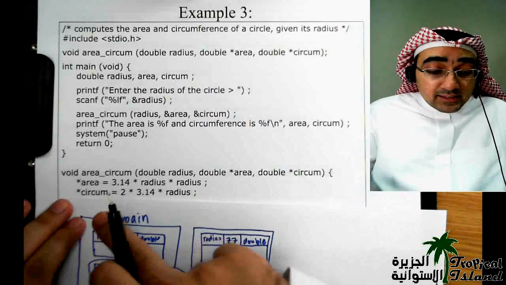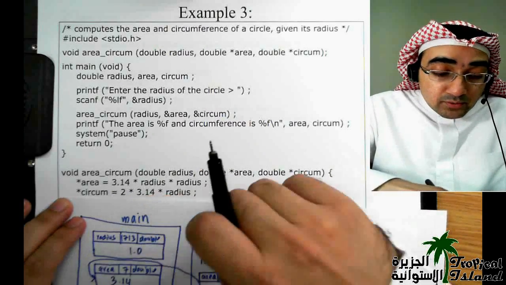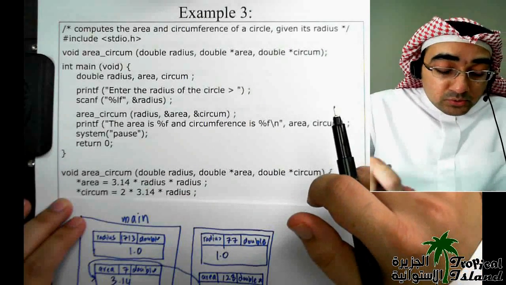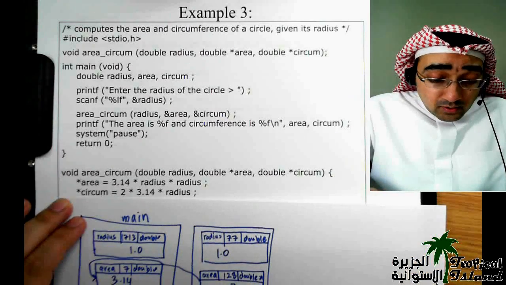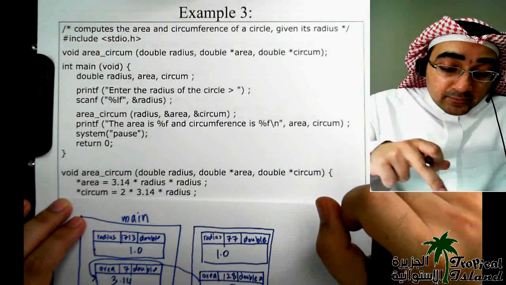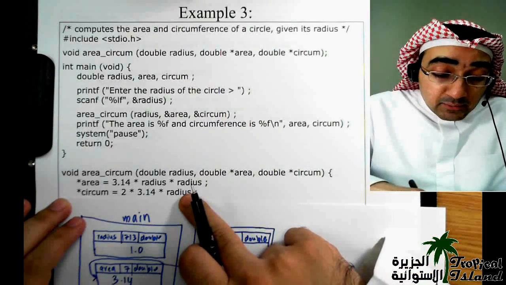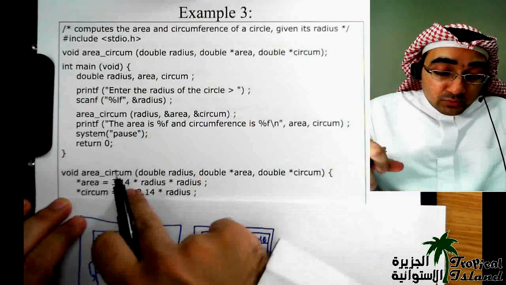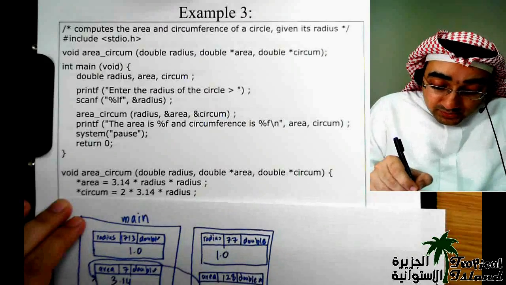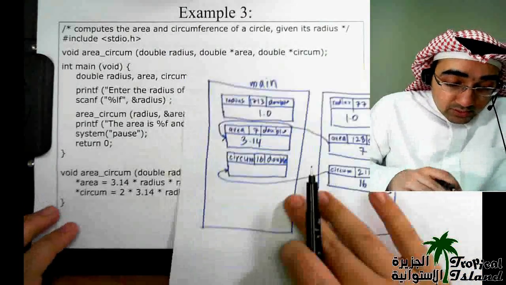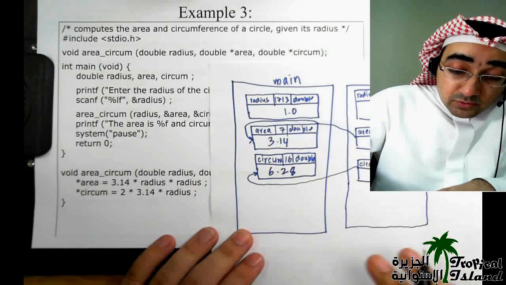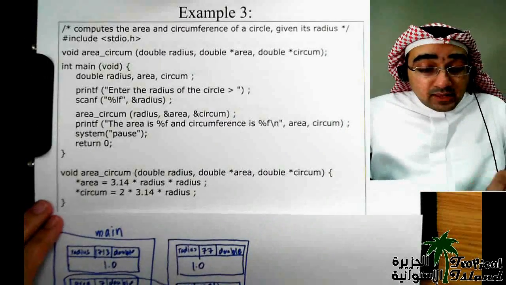The second line is the value pointed to by circum is equal to 2 multiplied by 3.14 multiplied by radius. So we multiply 2 by 3.14, so this is going to be 6.28. Okay, and I multiply it by radius, which is 1, so it's going to be 6.28, and I have to store this into the value that's pointed to by circum. Circum is actually pointing at 16. This is 16, so my circum is pointing over here, so I am going to store over here 6.28. Okay, this is the value of my circumference.